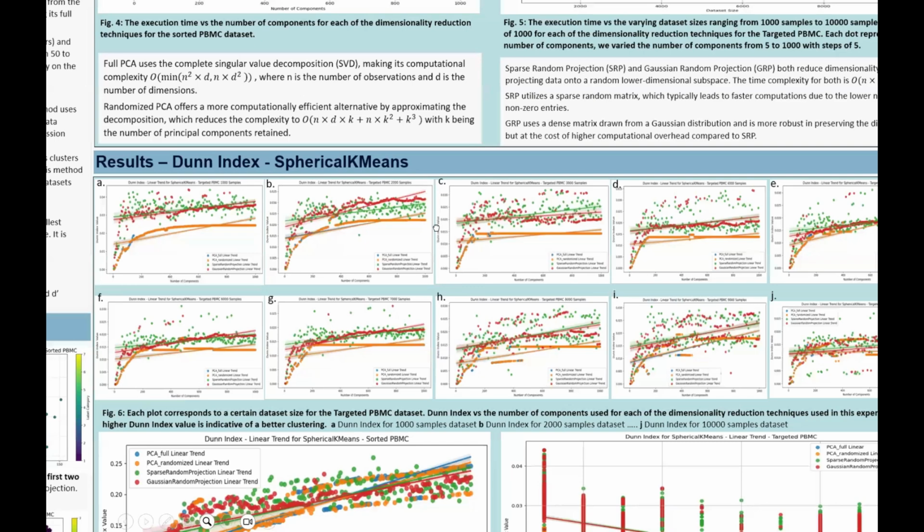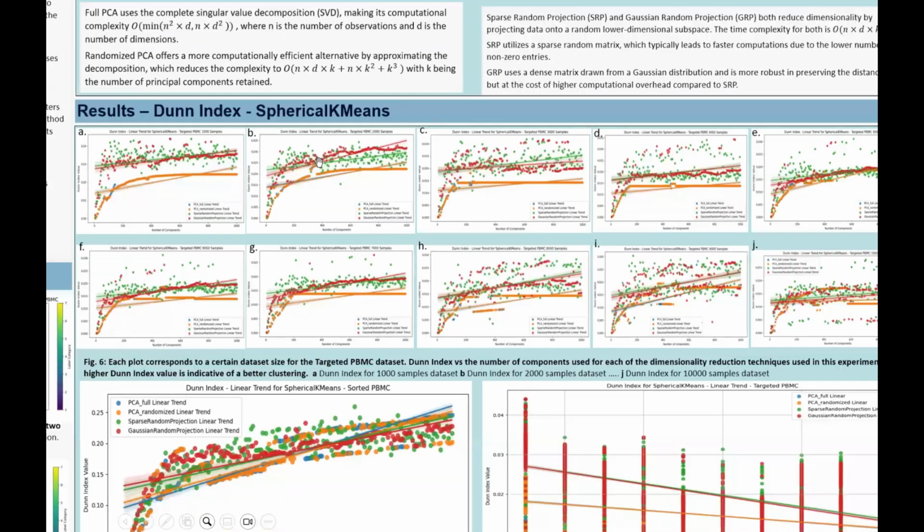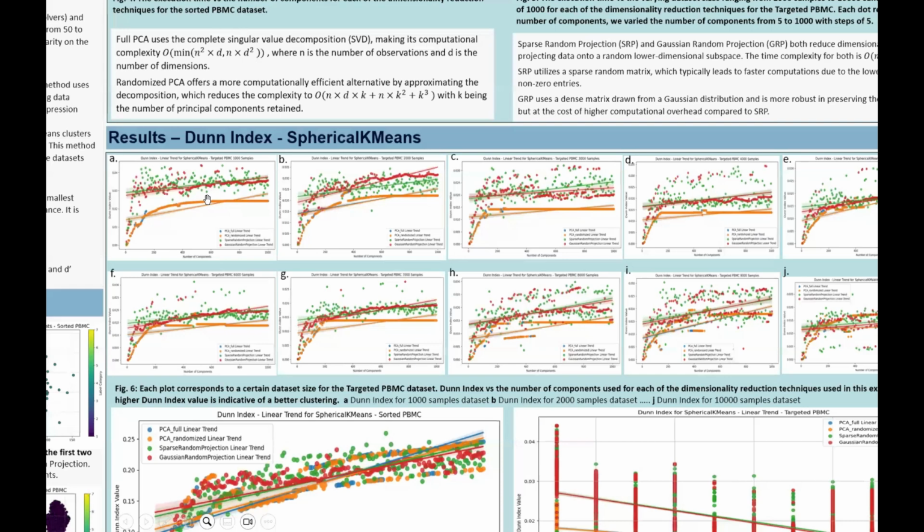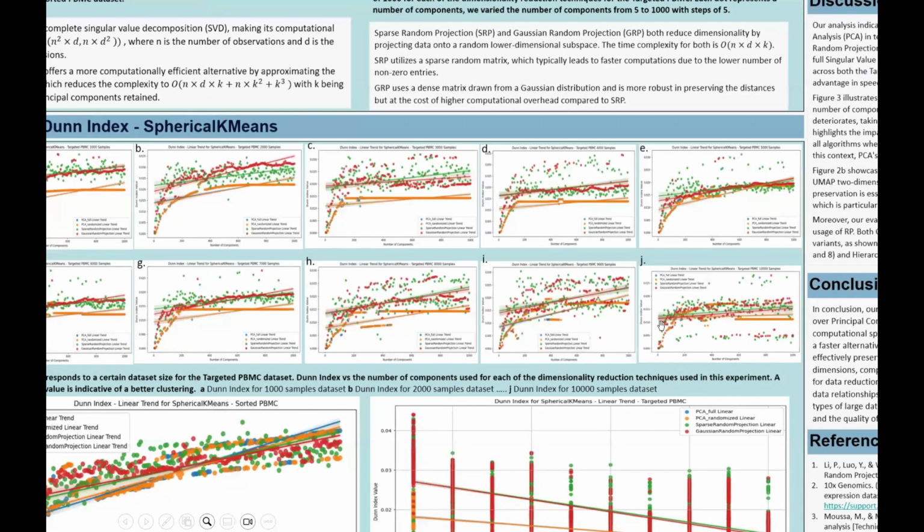And here we're showing the Dunn index for the spherical k-means clustering. So surprisingly, we did see here that the random projection, both versions, the sparse and Gaussian, are performing better in terms of the Dunn index and clustering quality than both versions of PCA. So as you can see here, we're saying that random projection is better.